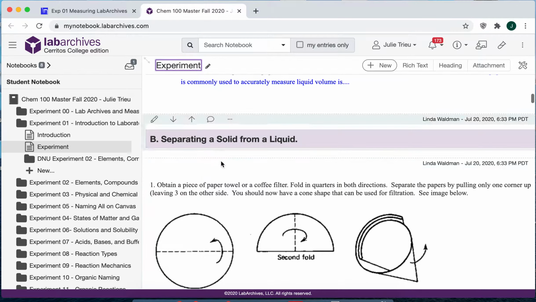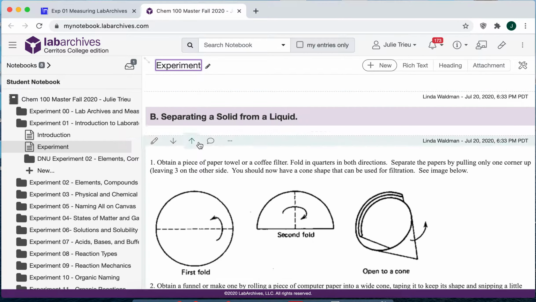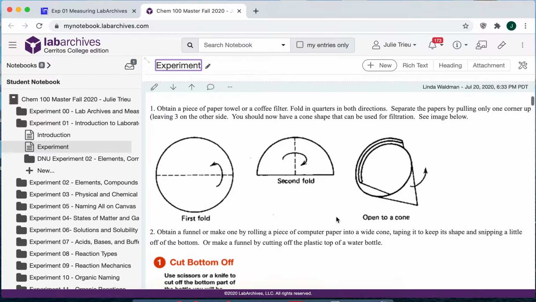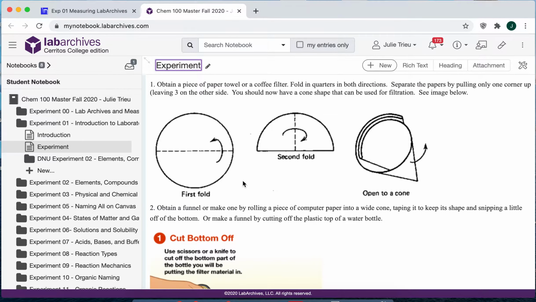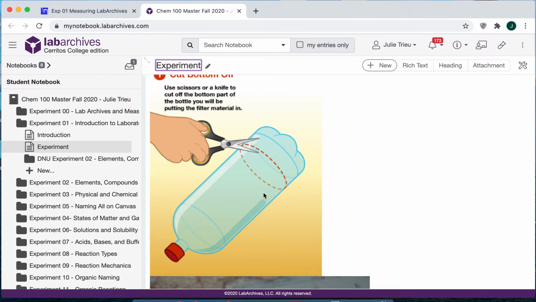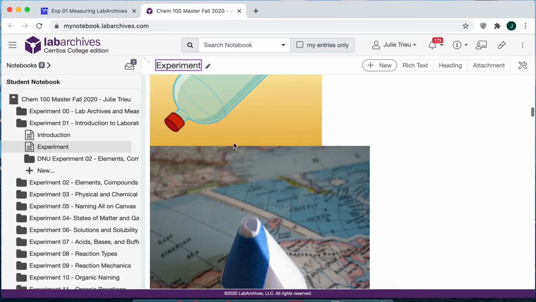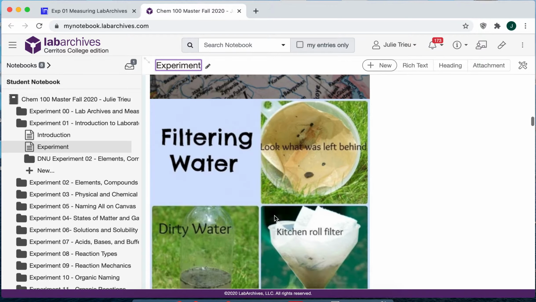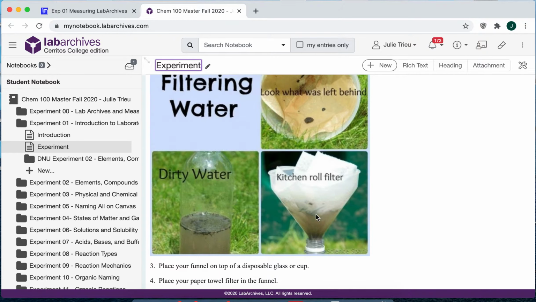So the next part, you're gonna learn filtration, or separating a solid from a liquid. You're gonna read through this description. You're gonna learn how to fold filter paper. We don't have filter paper at home, so you can use a paper towel to fold it into a cone shape, and then you're gonna use it. You're gonna use a water bottle and cut it, and use half of the water bottle as a funnel to separate the mixture of sand and water.